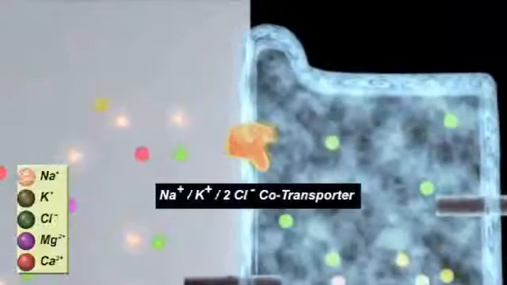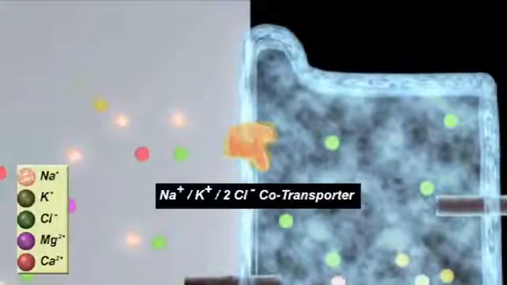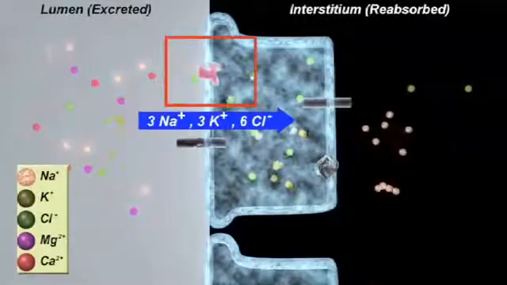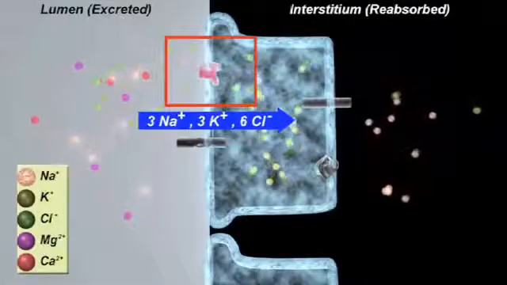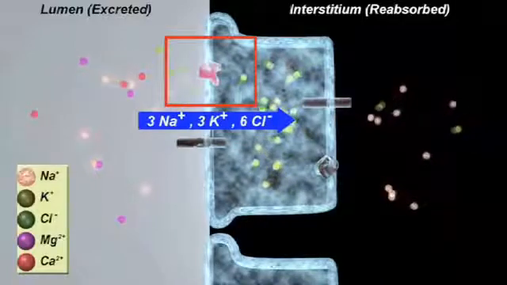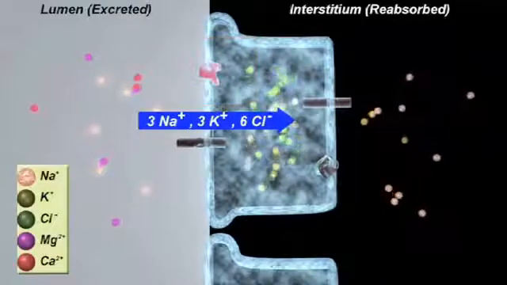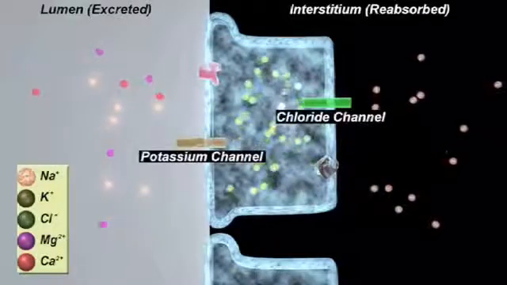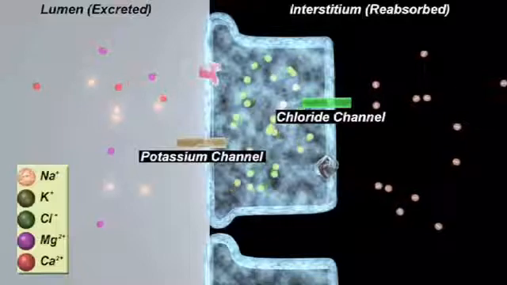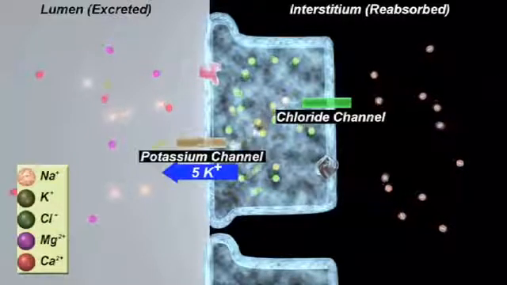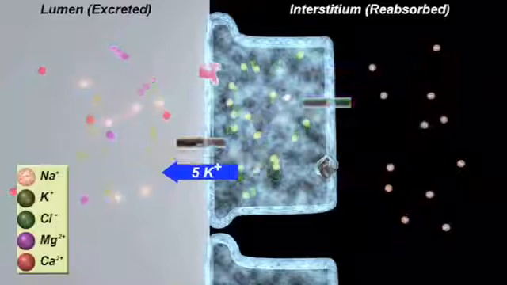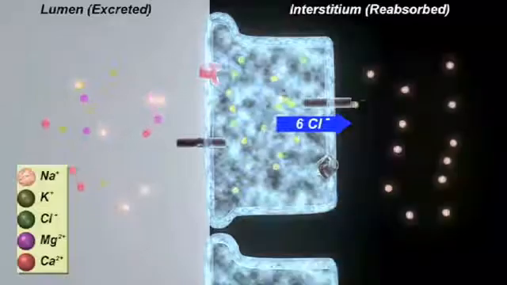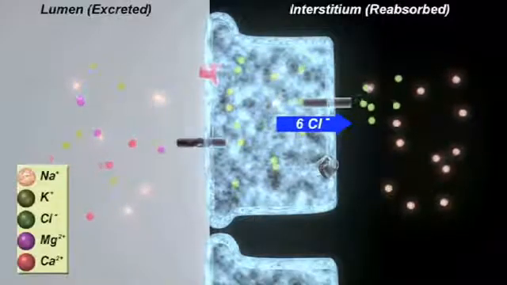This deficit is made up by the sodium-potassium-chloride transporter on the luminal membrane of the cell. This transporter moves 1 sodium, 1 potassium, and 2 chloride ions from the lumen into the wall of the nephron. The potassium and chloride ions move down their concentration gradients through their respective channels. The potassium returns to the lumen through a potassium channel. The chloride is removed to the interstitium through a chloride channel.